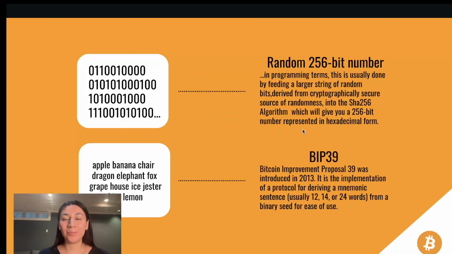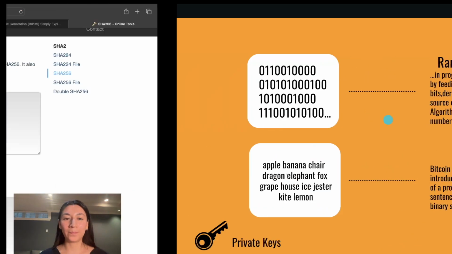So a private key in Bitcoin is essentially a random 256-bit number, and that means that it is 256 binary digits, so it kind of looks like this, just very long. In programming terms, this is usually done by feeding a large string of random bits, which is derived from a cryptographically secure source of randomness, into the SHA-256 algorithm, which will give you a 256-bit number represented in hexadecimal form.